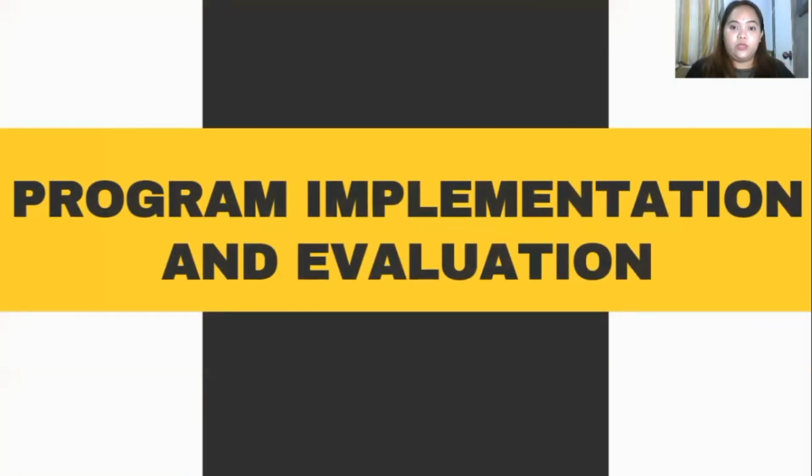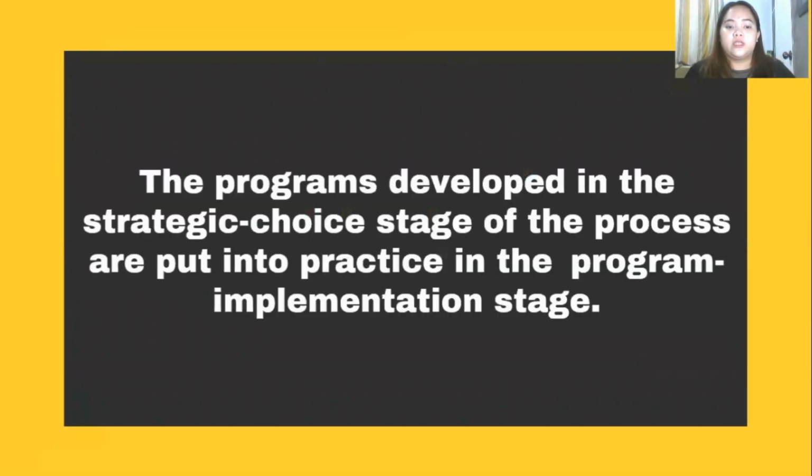So next we have program implementation and evaluation. The programs developed in the strategic choice stage of the process are put into practice in the program implementation stage. So you should develop an in-depth understanding in this part as you are now implementing your plans. And lastly, you are now evaluating them. So in this part, you need to determine if all of the activities are implemented as they are intended. So that is program implementation and evaluation.